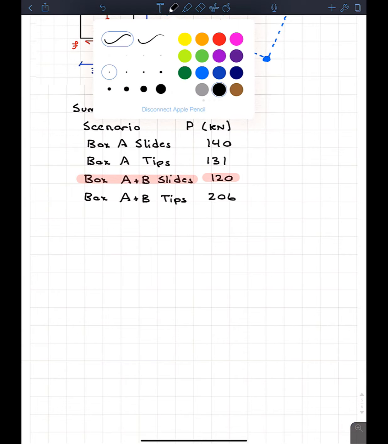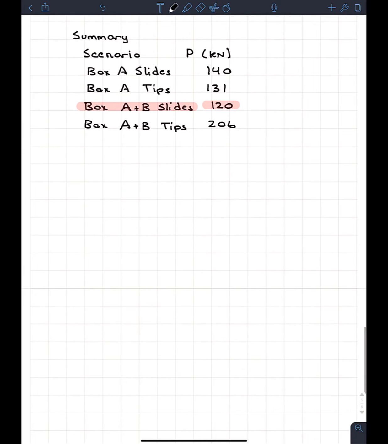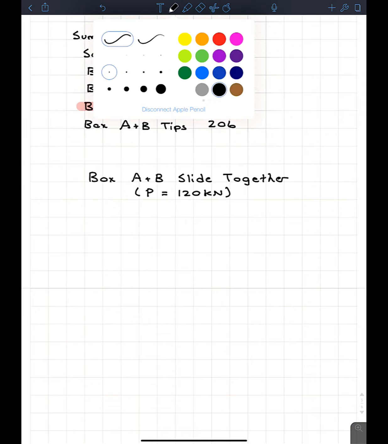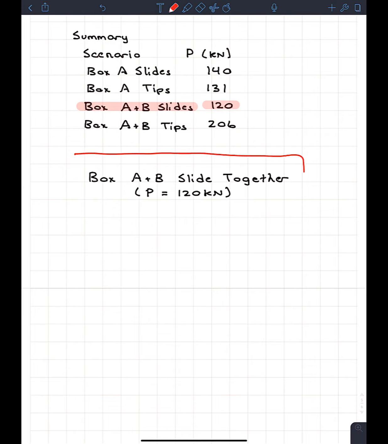So just as a final answer, what you should do is say box A plus B slide together. And then we should also include the force. P is equal to 120 kilonewtons. So as soon as P reaches 120 kilonewtons, then we're going to have some movement, and those two boxes are going to move together. So we're going to box our final answer.